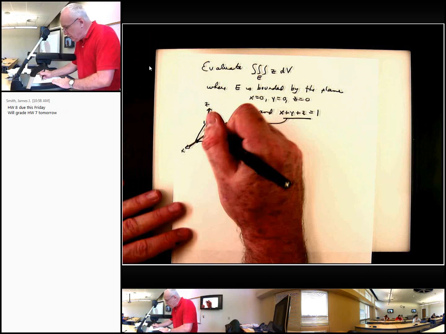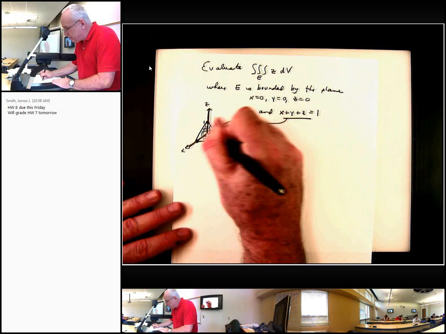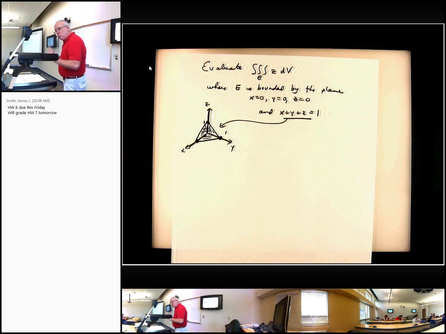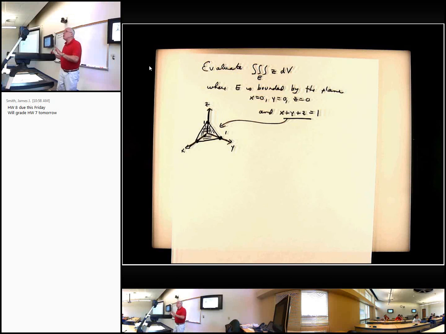So this here is my solid. It's got 1, 2, 3, 4 sides. It's a tetrahedron. It actually has 4 sides to it. It's like kind of a skewed pyramid of some kind.